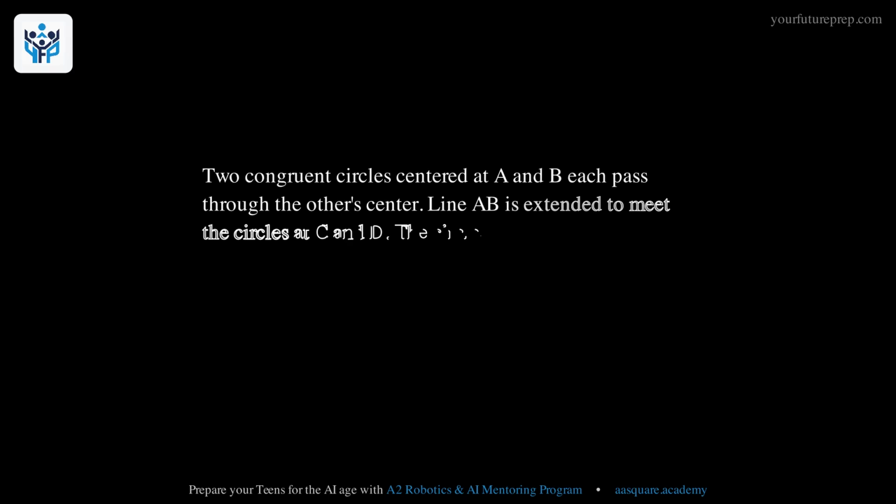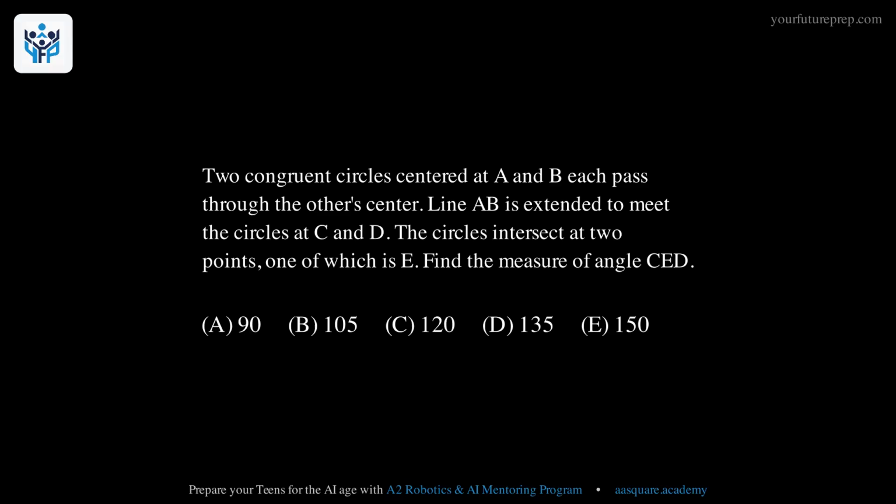Here's problem 23 from the 2016 AMC 8. Two congruent circles are centered at points A and B, and each circle passes through the other's center. The line through A and B is extended to meet the circles at points C and D. The two circles cross at 2 points, one of which is E. What is the degree measure of angle CED?